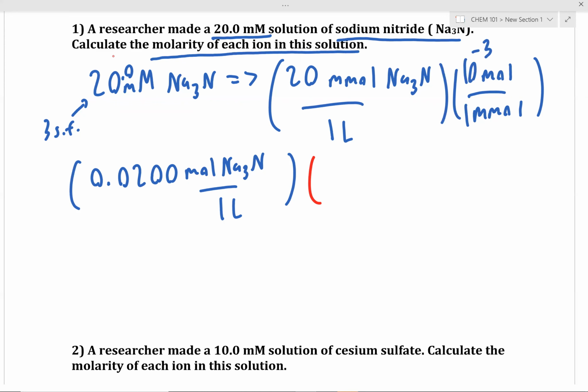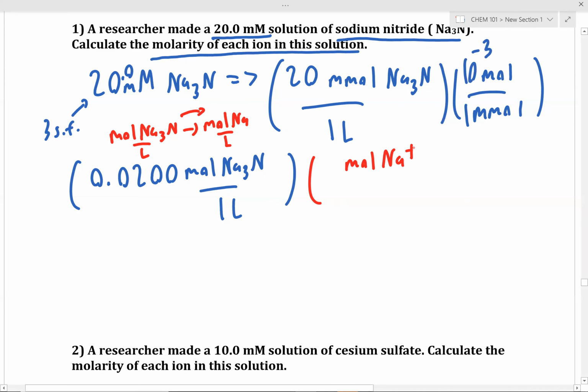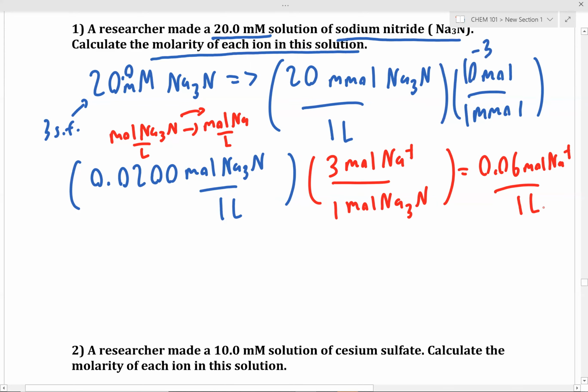Let me put it in more tangible terms. If I wanted to go from the moles of sodium nitride per liter to the moles of sodium per liter, can I do that using my formula ratio? Yes. So then, if I'm going from moles of sodium nitride to moles of sodium, what units need to be on top? Okay, so how many moles of sodium plus ion do we have per mole of sodium nitride? 3. 3 to 1. And that in turn gives us 0.06 moles of sodium plus in 1 liter. You can also say we have 0.06 molar sodium plus solution.